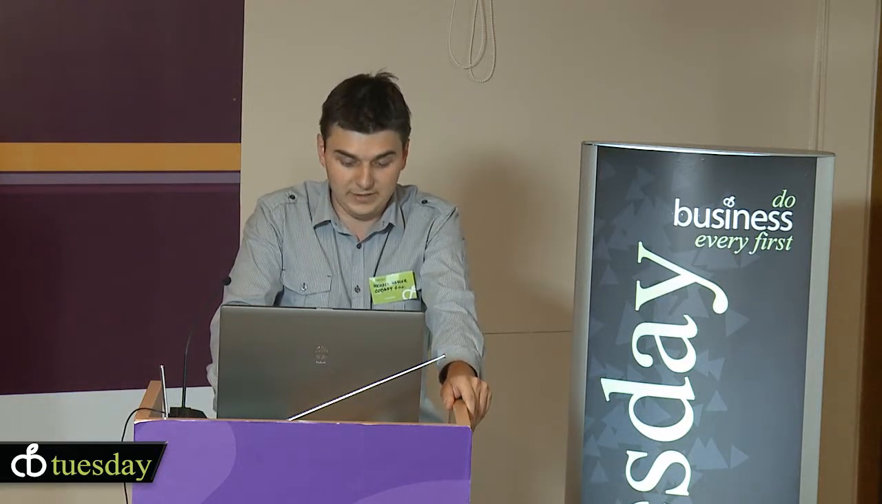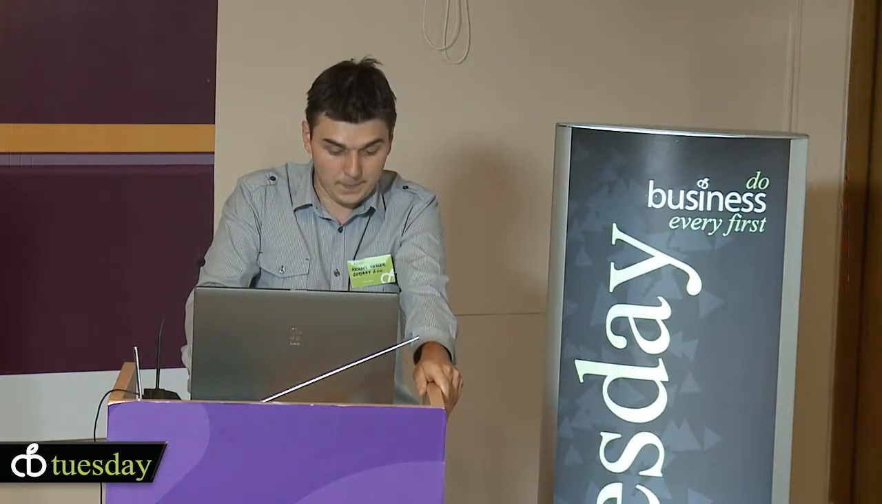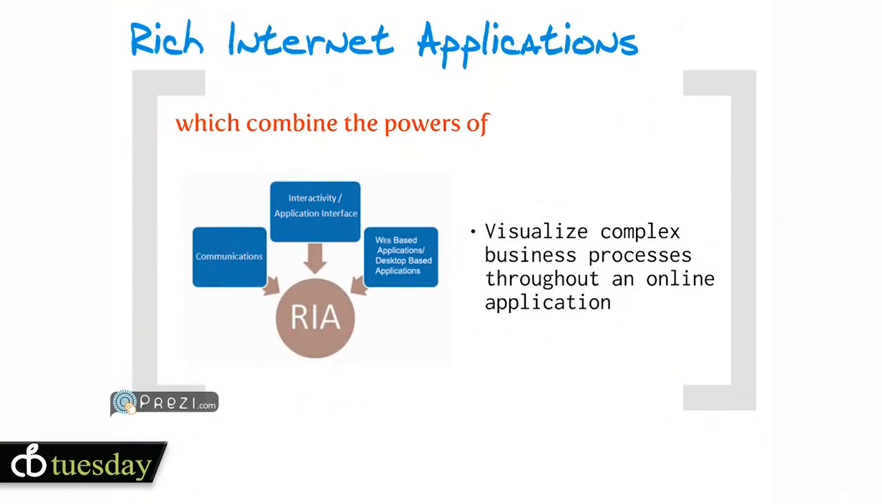Applications provided through the internet. They just require an internet browser and an internet connection. And they can be rich too. So-called rich internet applications. A rich internet application is combining the just mentioned idea of an online application with an interactive user interface and collaboration features. With rich internet applications, you can visualize complex business processes through the browser without any other software or local hardware requirements.